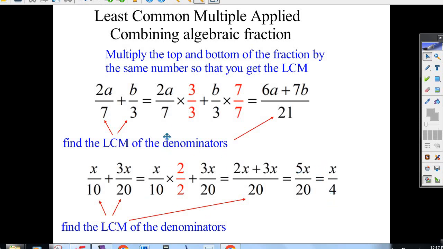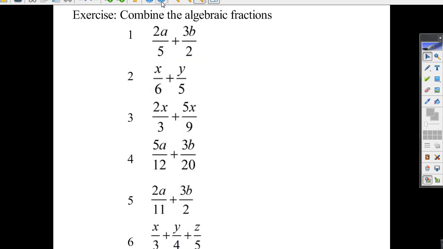So these are two good examples of what to do. And the exercises that you're about to do right there, that's just more practice with it. So you can do those exercises now.